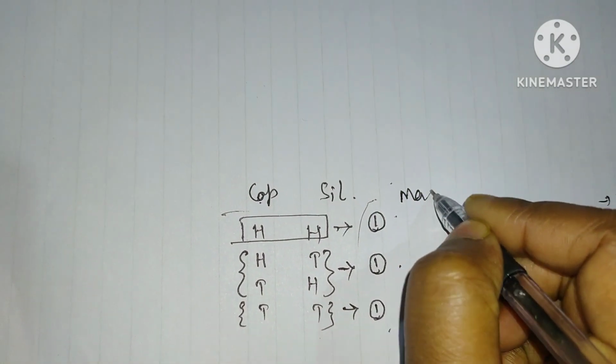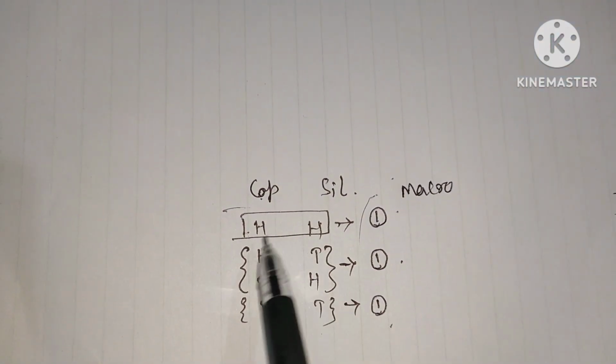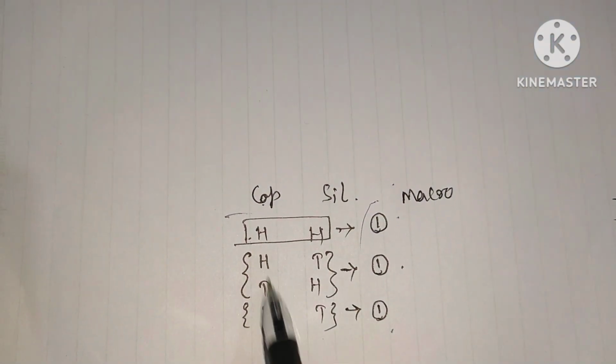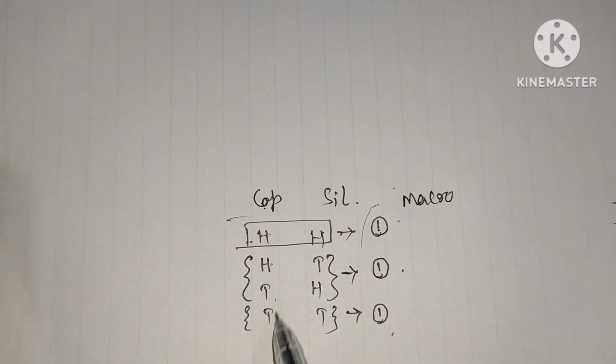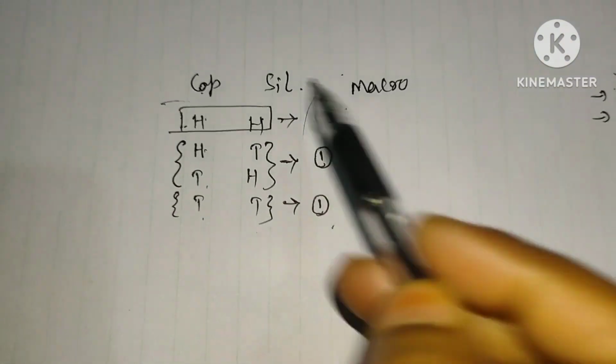These are called the macrostates. And when we can distinguish between the two coins, the states that come, that is 1, 2, 3 and 4, all these states are known as the microstates. I think this is clear.